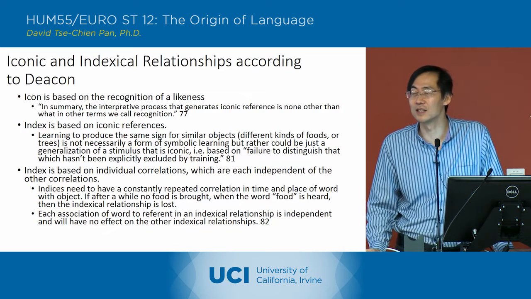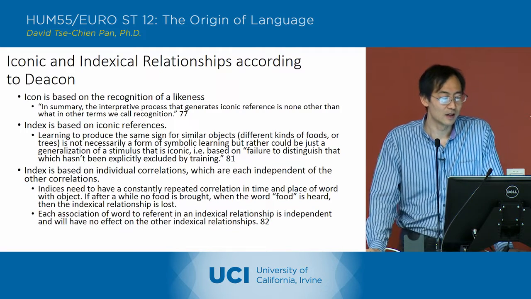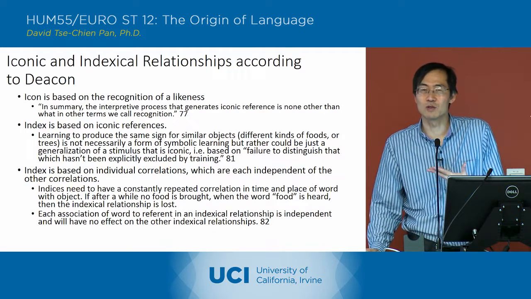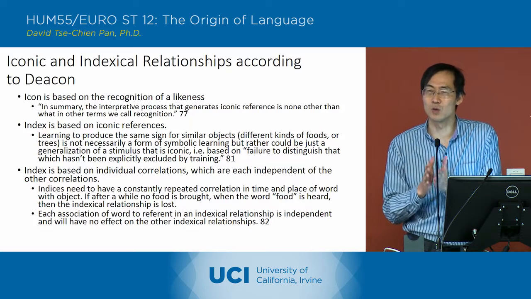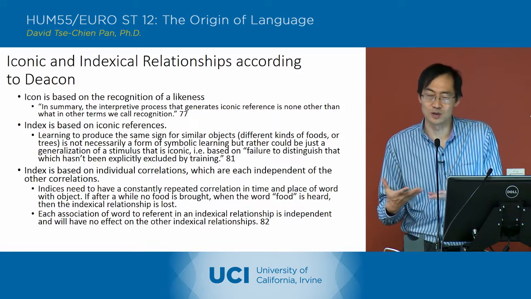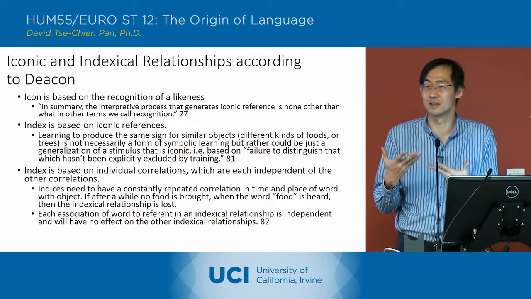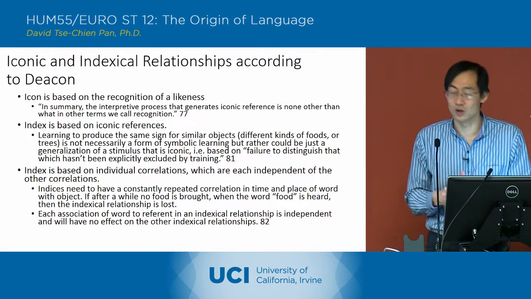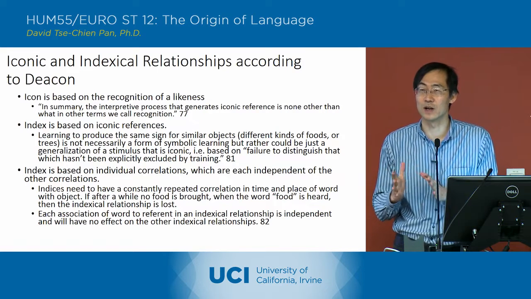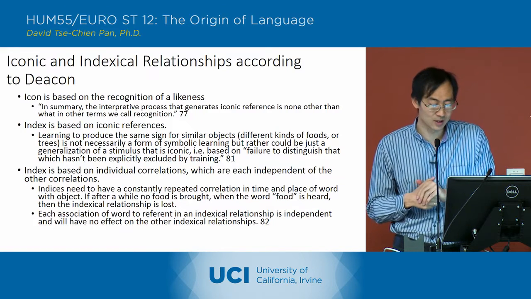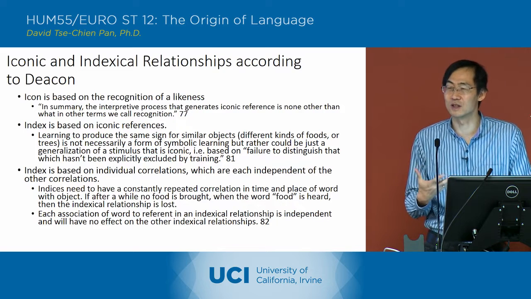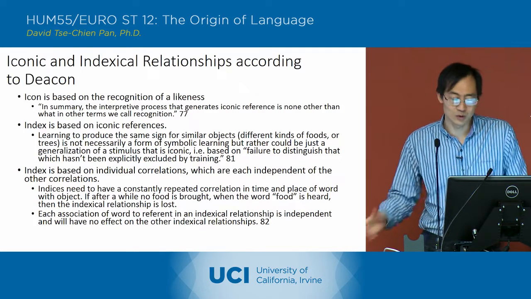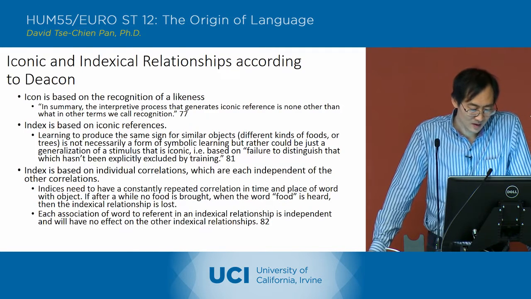So the first thing that he indicates is that icon is based on this quality of recognition, of recognizing one thing to be that thing, which is to say that you recognize this similarity between this one instance and other instances of that thing. And so he focuses on this idea of recognition, of recognizing the similarity, as the basic type of interpretive move you make with an icon.